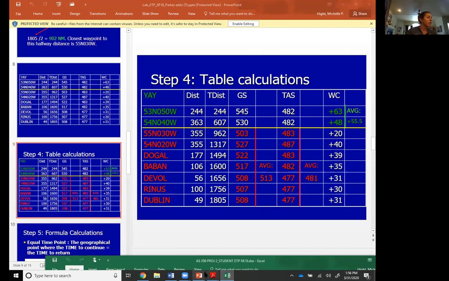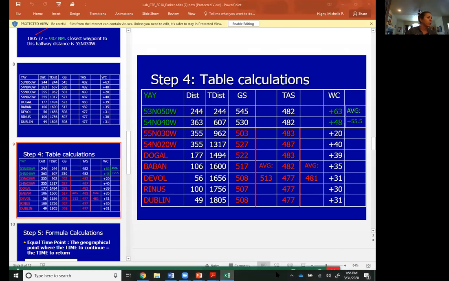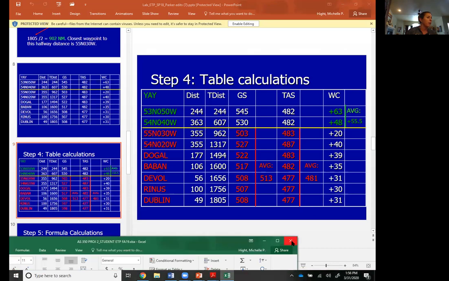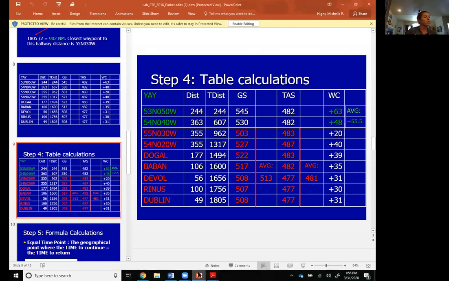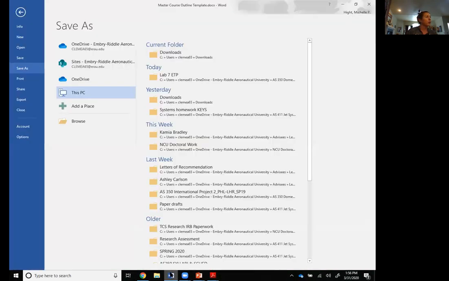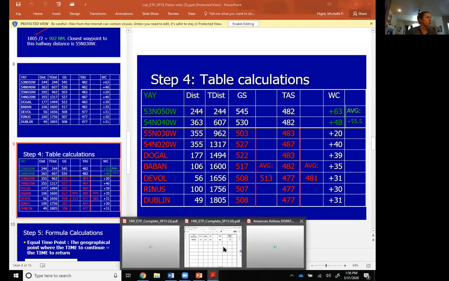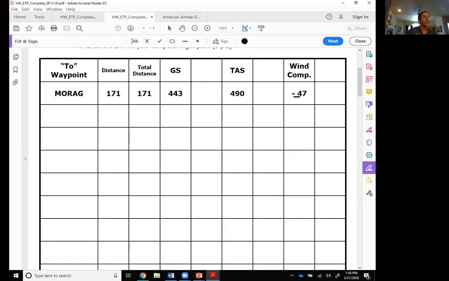Do not forget, the most common mistake that people make is forgetting to reverse the winds. So when you go into your homework, wind component, see how it's -47? Each one of these lines is probably going to be a negative, isn't it? So when you turn around and do your formula, you need to reverse that to a positive.